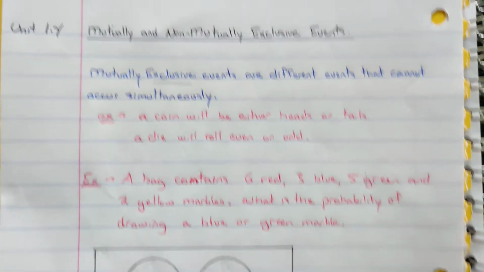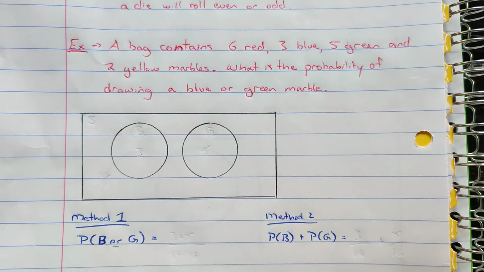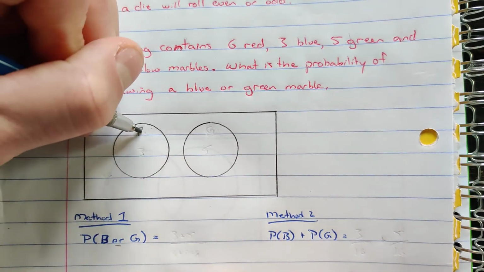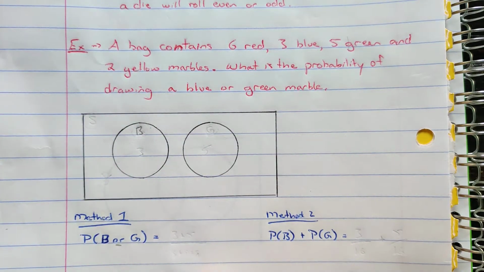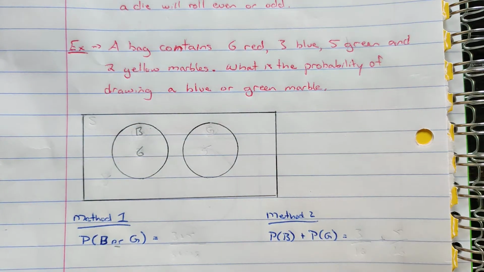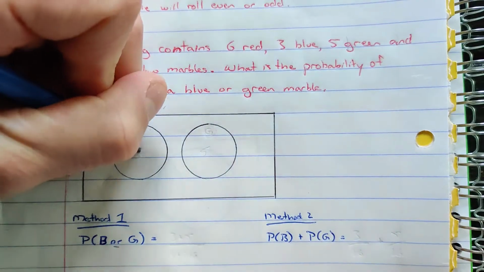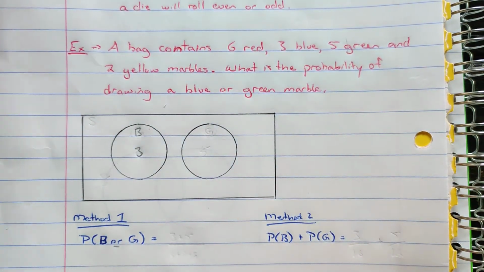If we look at this using a visual, we've got a bag containing 6 red, 3 blue, 5 green, and 2 yellow marbles. What's the probability of drawing a blue or a green marble? Here's our box, our sample space that fits everything. We have our blue outcomes, and there are 3 blue that can fit in there. So 3 outcomes are going to be blue.